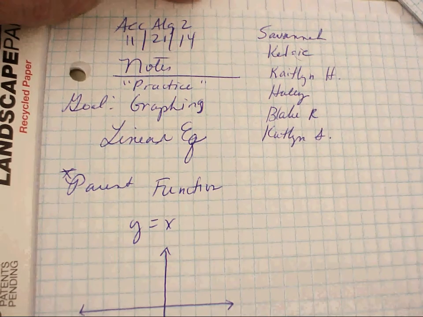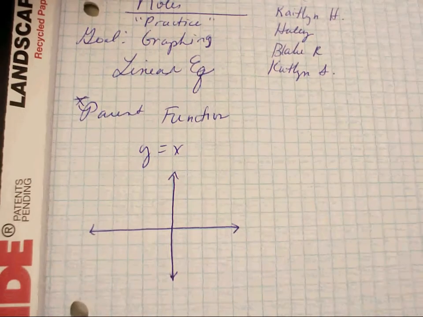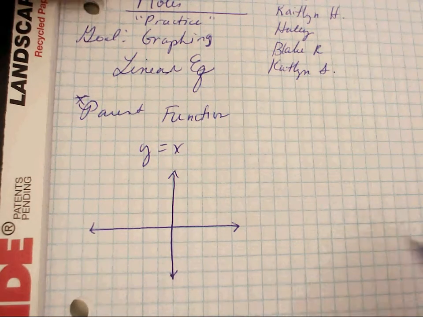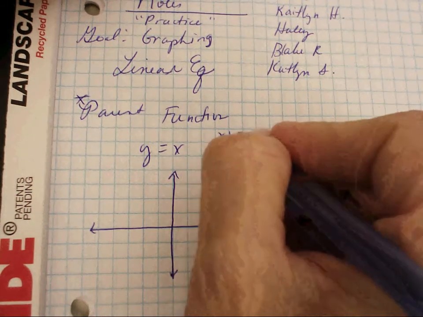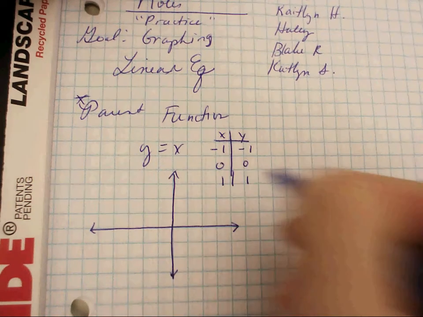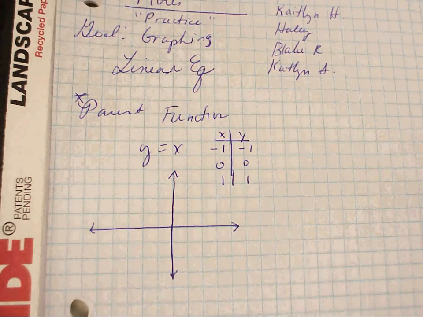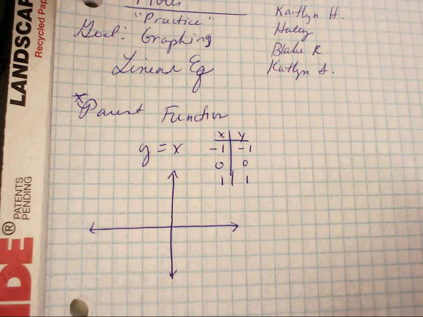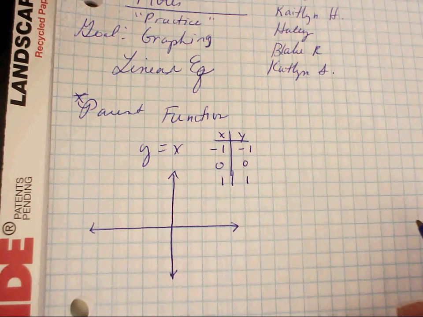Y equals x squared, quadratic, a huge part of the EOC. Now, when you think of y equals x, whatever you pick to sub in for x is automatically y. So if you're going to use our normal standard -1, 0, 1, it's going to be the y's, the range, -1, 0, 1.